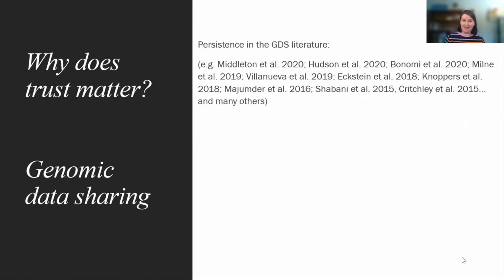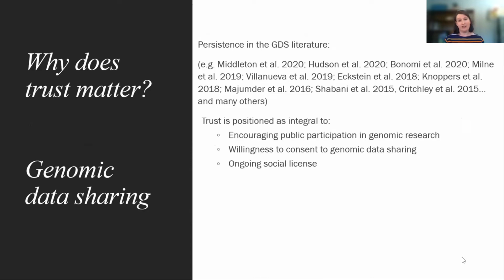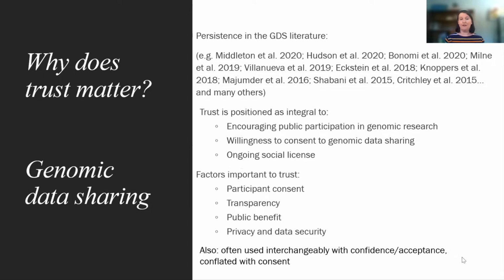So why does trust matter? Trust is a pervasive concept in the genomic data sharing literature. It spans the empirical, the legal, the social, the computer science, the whole gamut. And in this broad literature, trust is generally positioned as being essential for encouraging public participation in genomic research, the ongoing willingness of participants to consent to sharing their genomic data, and the ongoing social license for practice and research in this space. So some of the factors that are frequently held up as most important to upholding this sense of public trust are the conditions that surround consent, the transparency of the purpose and outcomes of the research, most particularly the public benefit of such research.